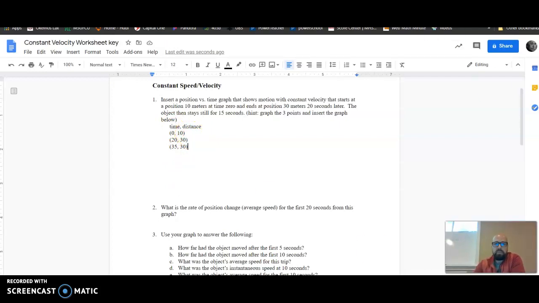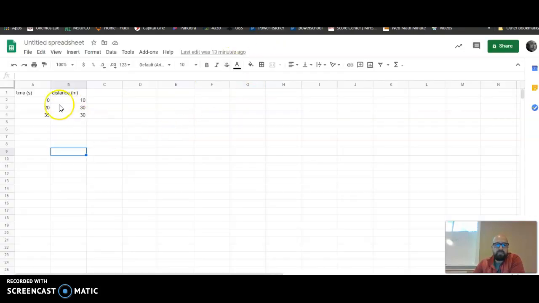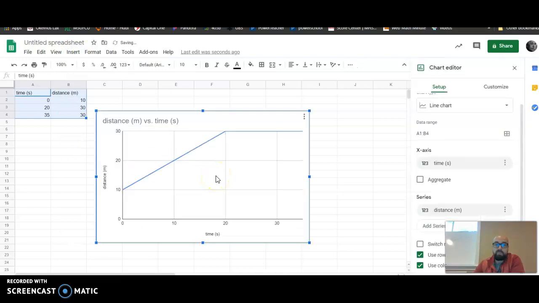I've already put those into a spreadsheet right here. I went to Google Sheets and made my columns time and distance, and put in those 3 points. Then to make the graph, I just highlight those, go to Insert, Chart, and it puts my graph in there really easily. Some of us struggle with this: we keep putting time on the y-axis, and we can't do that. Now, I did notice some of you had a graph like this that cuts off right here. It's a pretty easy fix to make it show that line.